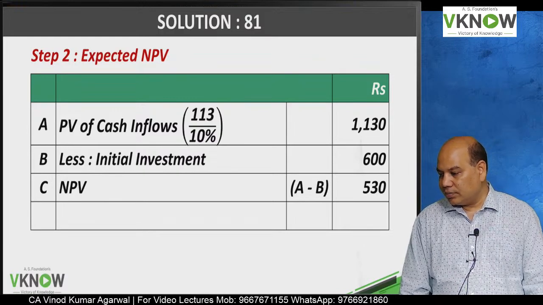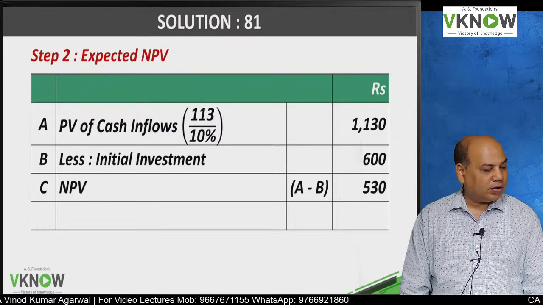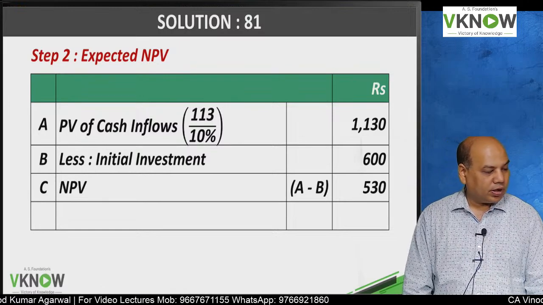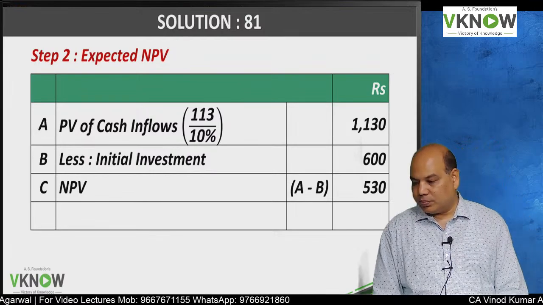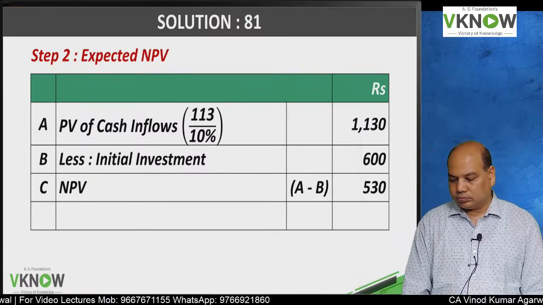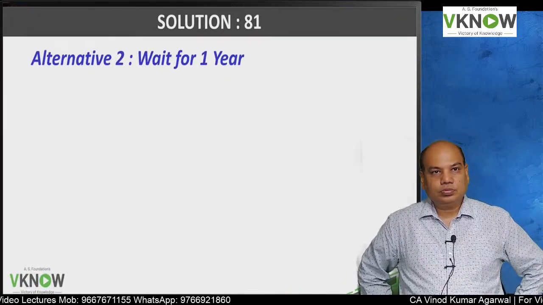Therefore, NPV is 530. Now write down alternative 2.